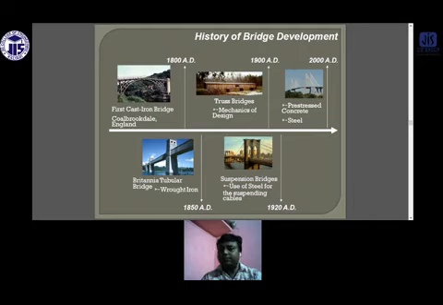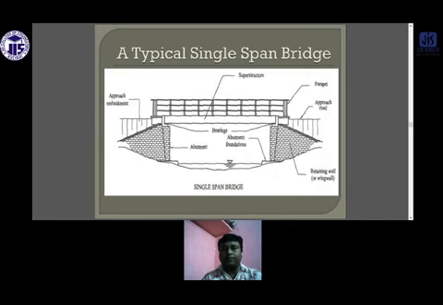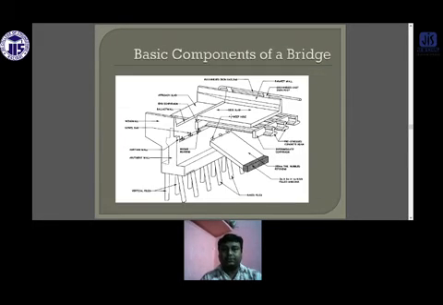These are some of the periodical developments of the bridges. This is a typical single span bridge. Single span means there is no connector in between the deck. So this is a single deck. These are the abutments, on both sides there is an abutment. This one is the bearing portion, meaning the load bearing portion. This one is the approach road. This is the parapet, and this is the approach embankment. So this portion is called the superstructure, and the bottom part is called the substructure.